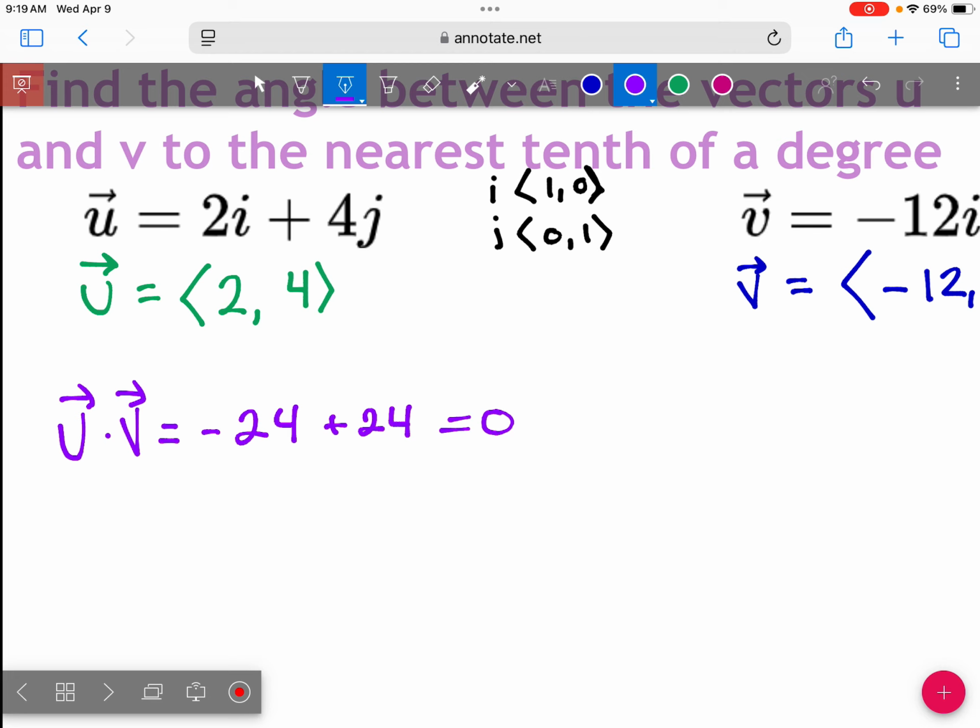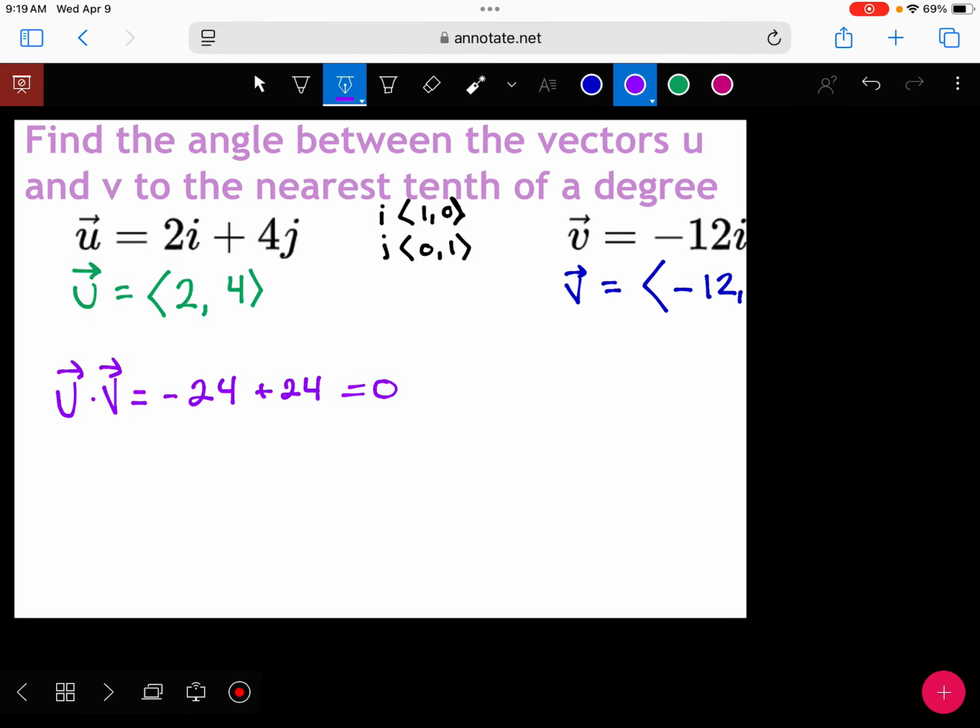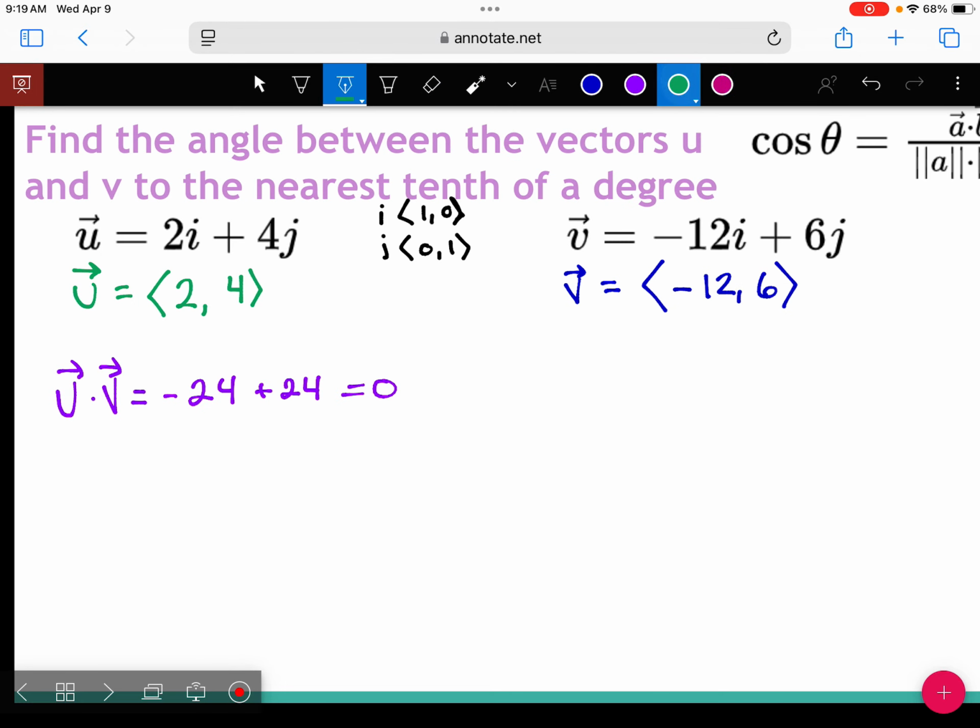Orthogonal, which means what? Perpendicular. So what's our angle? 90. It's orthogonal, which means perpendicular, which means our angle is 90.